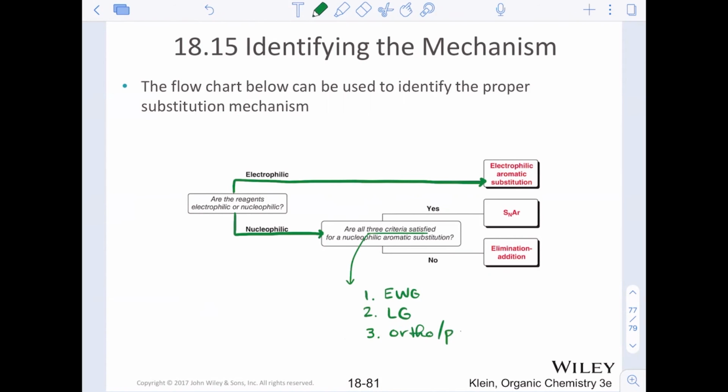If the answer is yes, that all three are satisfied, then we just add on, form the Meisenheimer complex, and kick out the leaving group. Wonderful. If the answer is no, then we need to do the elimination, form the benzyne intermediate, followed by addition of our nucleophile.